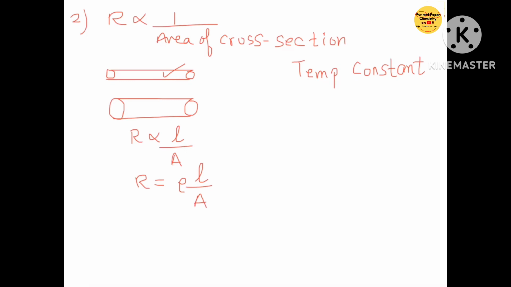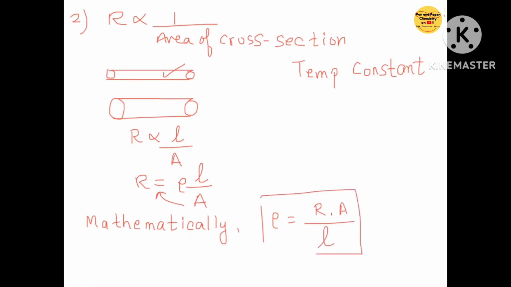So, what is this rho? Mathematically, can you derive the formula for rho from the above? Very good. So, rho is equal to R into A upon L. So, what is the relation between resistance and rho? We have not named it as yet. So, let us give it a name. What is rho over here?